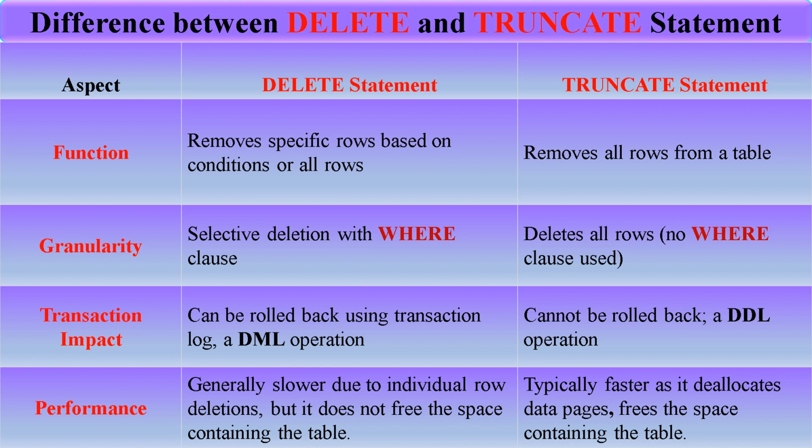Let's see an example. Let's say a transaction involves updating multiple rows in a table. If an error occurs halfway through the transaction, a rollback command can be issued. This action will undo all the changes made by that incomplete transaction, effectively bringing the database back to its state before the transaction began. Now, truncate statement cannot be rolled back. It's a DDL operation. Performance. Delete statement is generally slower due to individual row deletions, but it does not free the space containing the table. Whereas truncate statement is typically faster as it deallocates data pages and frees the space containing the table.